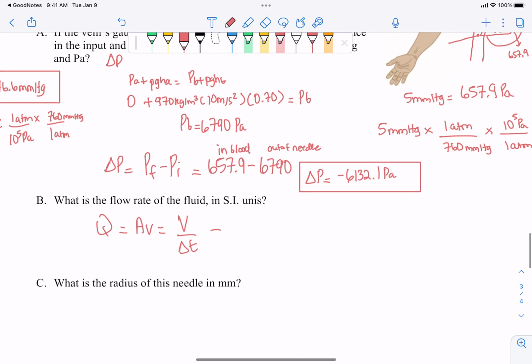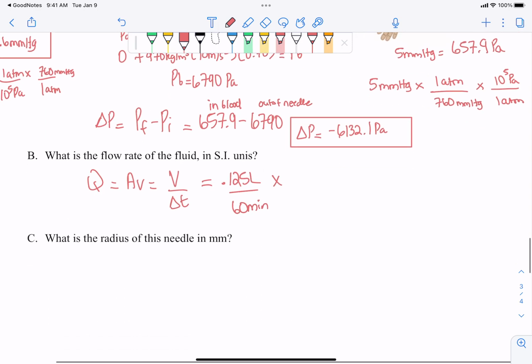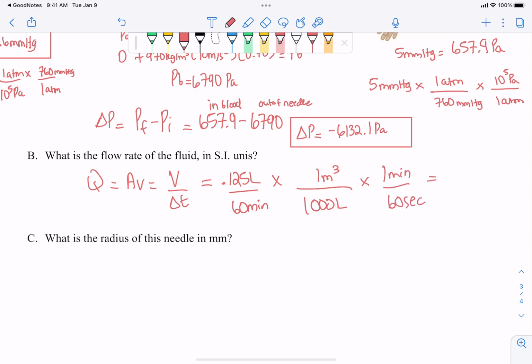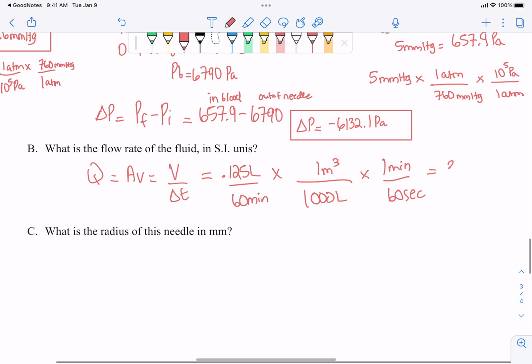So let's just plug and chug. So 0.125 liters per 60 minutes, right? That's just 1 hour. And then we can convert that to meters cubed per second, because we want that in SI units. So we know that 1,000 liters is 1 meter cubed, so liters cancels with liters. We have meters cubed on the top. And then with seconds, 1 minute is equal to 60 seconds. So that should give us around 3.5 times 10 to the negative 8 meters cubed per second.